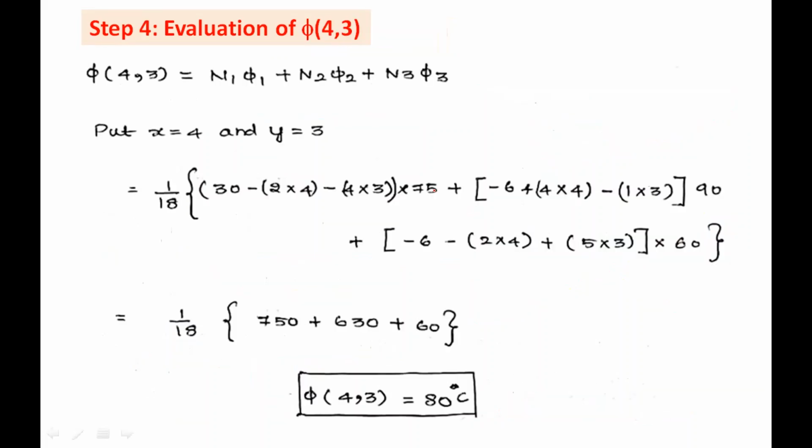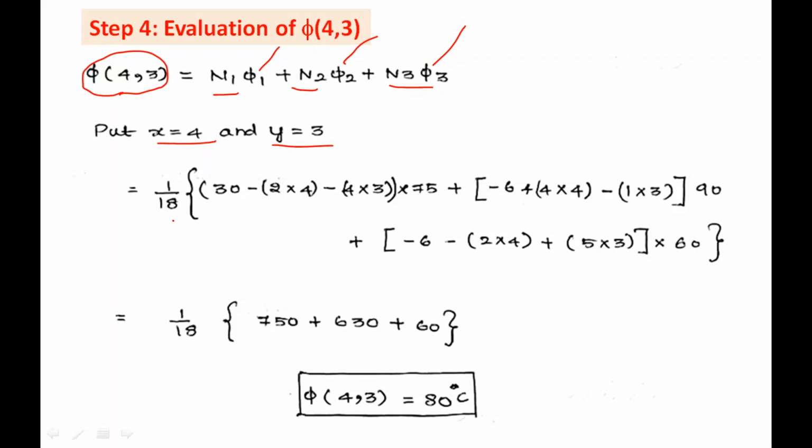So in the next step we are using this N1, N2, N3 evaluated to find the value of the temperature, right? Phi at 4 comma 3. So the phi 1, phi 2, phi 3, the nodal temperatures are given in the question. Substitute that value and x equal to 4, y equal to 3, that is the point P.